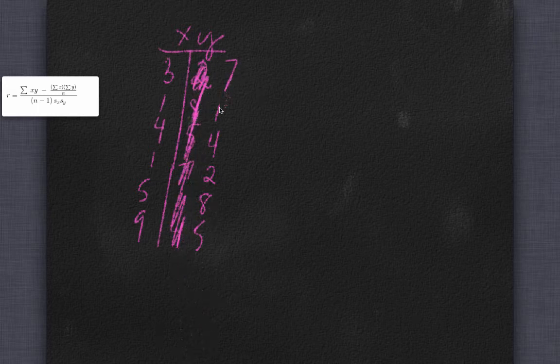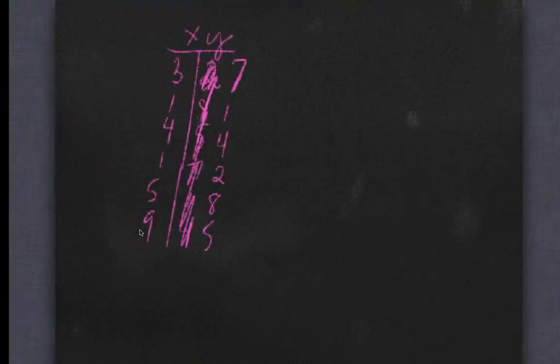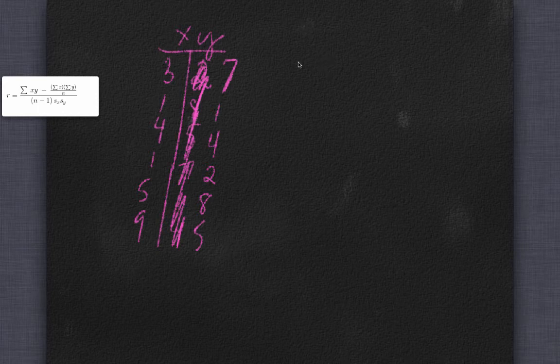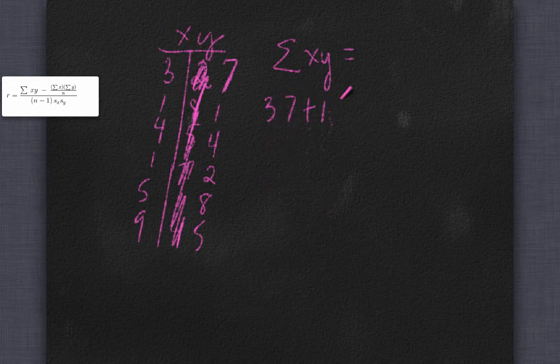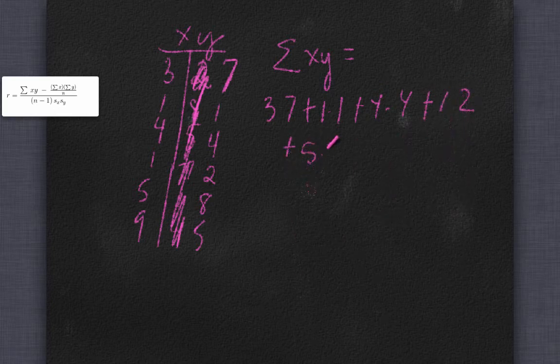Okay, so I'm going to use then, I guess, the 5/7 decimal expansion. So you're going to have to write sum xy equals 3 times 7 plus 1 times 1 plus 4 times 4 plus 1 times 2 plus 5 times 8 plus 9 times 5. And you have to do the sum of the x's.